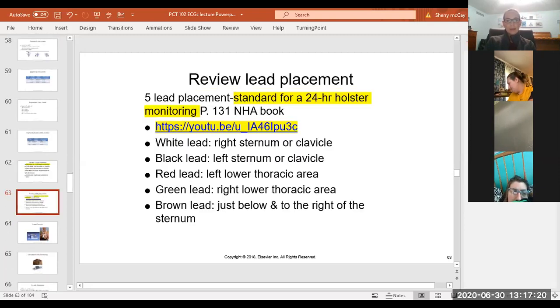And the 5-lead, which is standard for that Holter monitor that somebody might wear for 24 hours. The white lead is on the right sternum or clavicle. Black lead, left sternum or clavicle. Red lead, left lower thoracic area. Green, right lower thoracic area. And the brown is just below and to the right of the sternum.